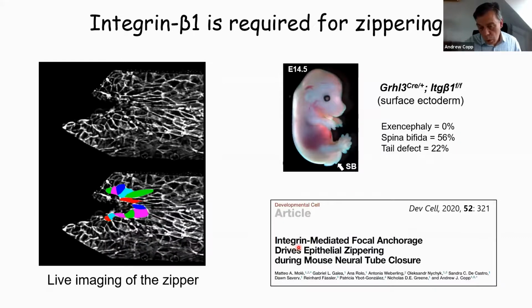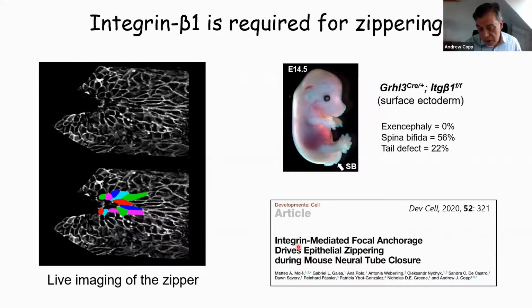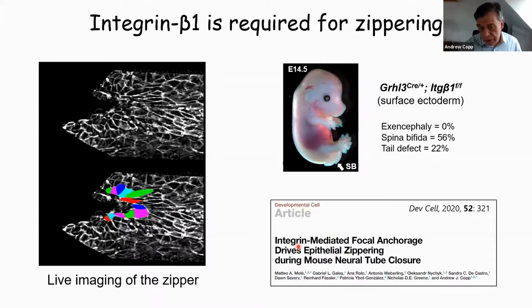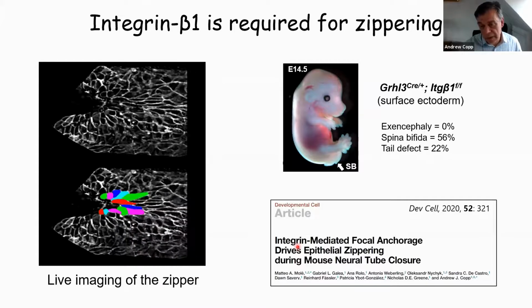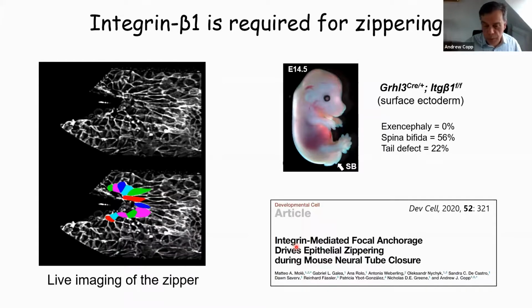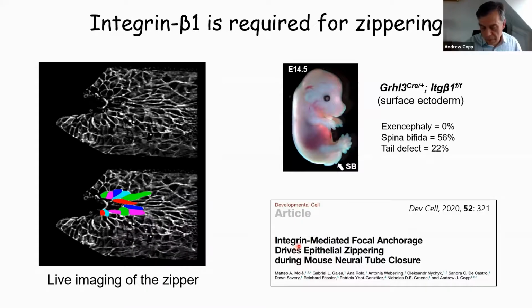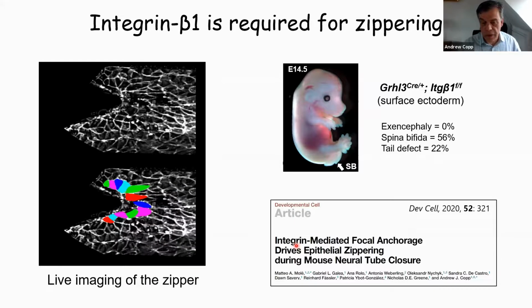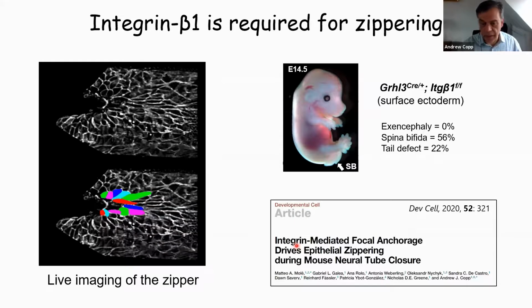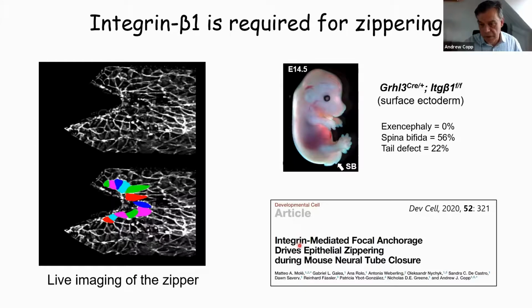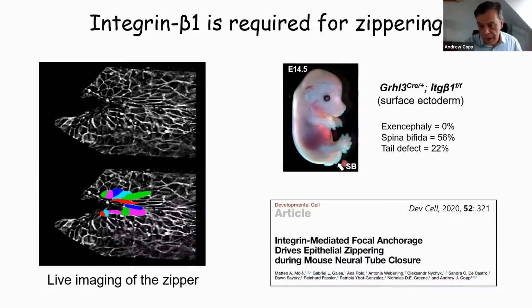So integrin is a receptor for extracellular matrix proteins, and so what we're currently doing is looking at the other side of the equation. We're looking at the matrix proteins that bind to integrin, and fibronectin in particular is implicated. And we've recently knocked out fibronectin in the same way, and we get the same defect.